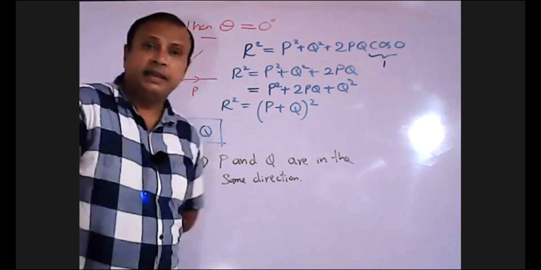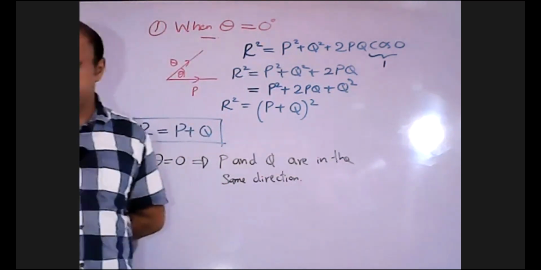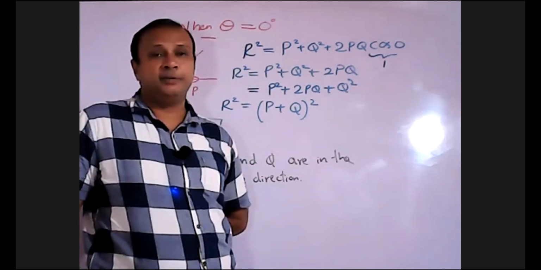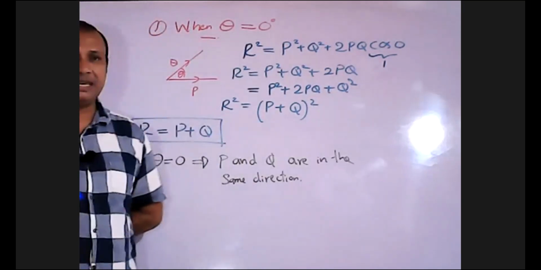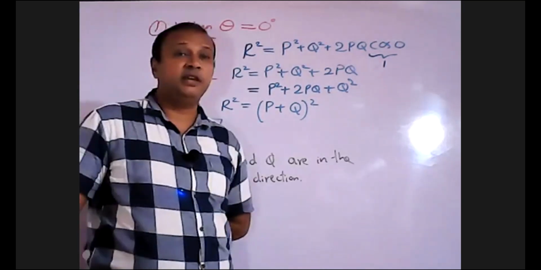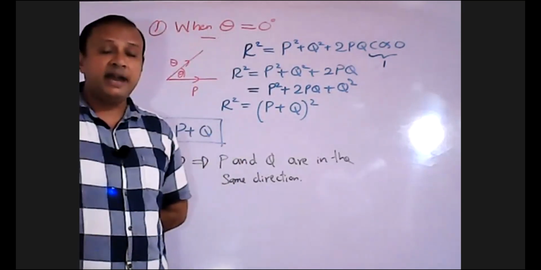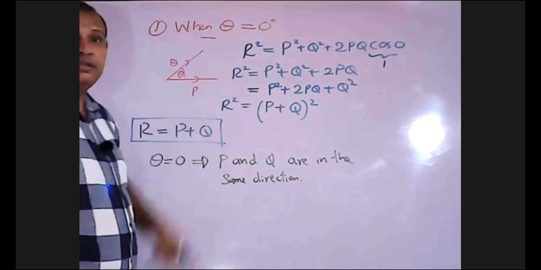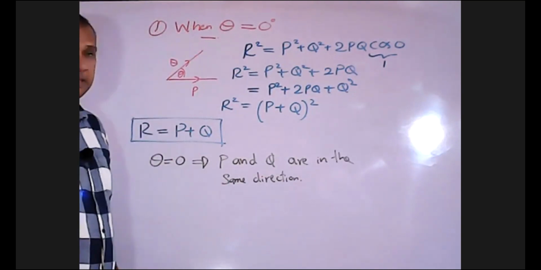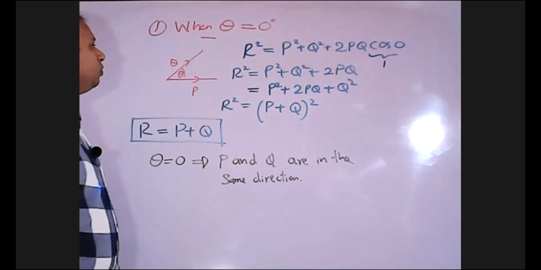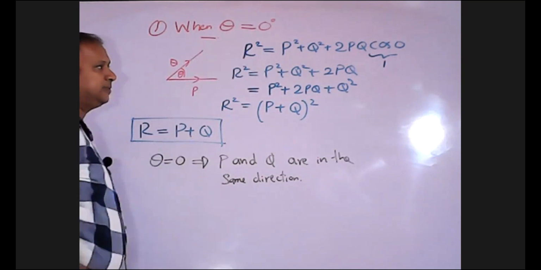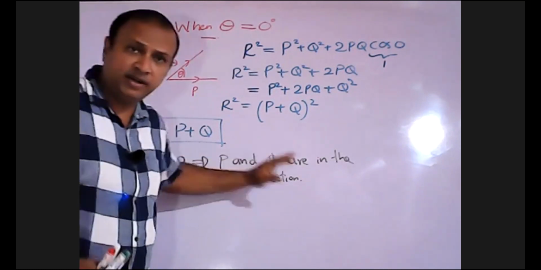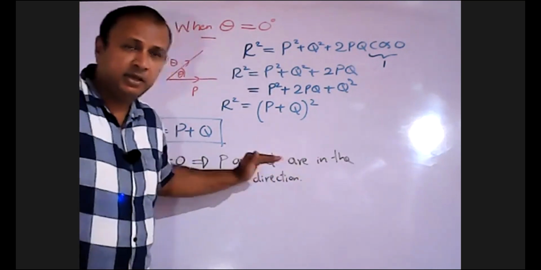Okay. Write a topic. Topic is special cases of vector parallelogram theorem. Right under that topic, number 1, when theta is equal to 0, then you can write up to this. Okay. Did you understand this one? Did you get it?